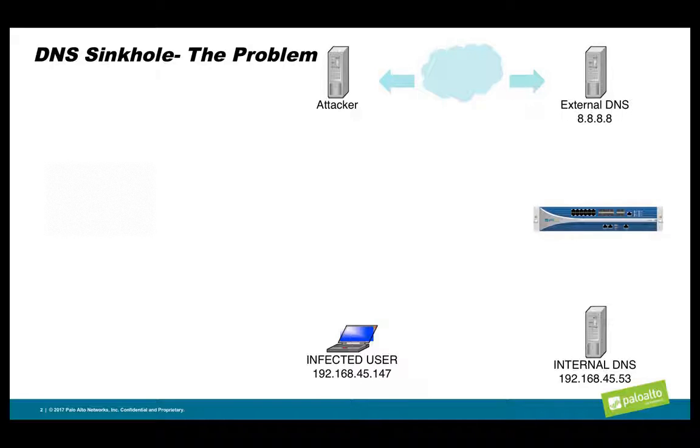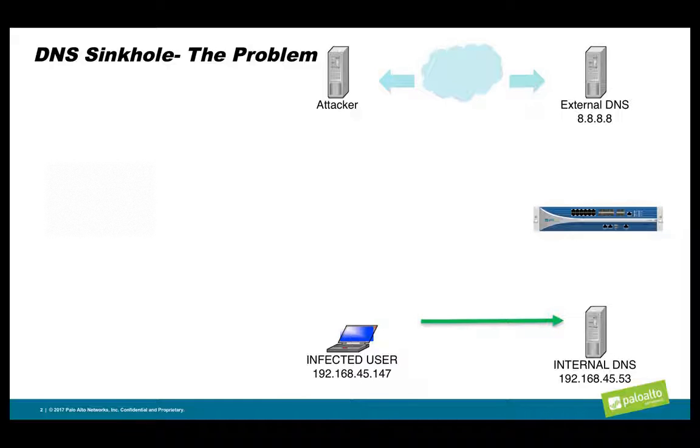Okay, let's take a look at the problem we're trying to solve. In the lower left we have a user machine that's been infected by malware. As part of the malware process, this infected machine is trying to reach out to a command and control server, which I've labeled attacker. When the infected user does a DNS request, it will be to the internal DNS server.